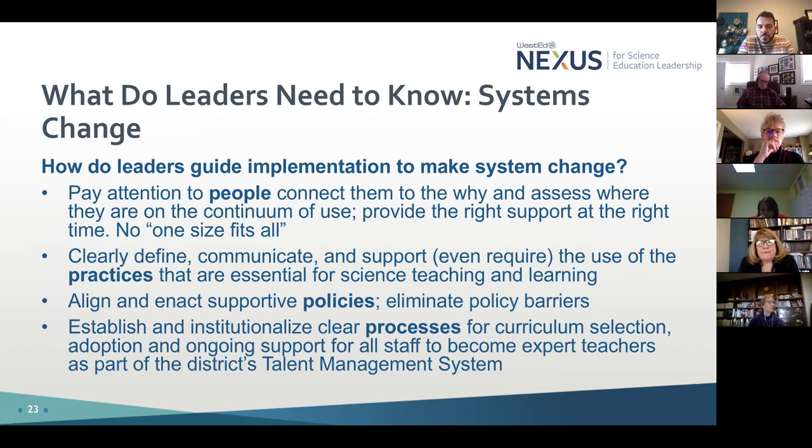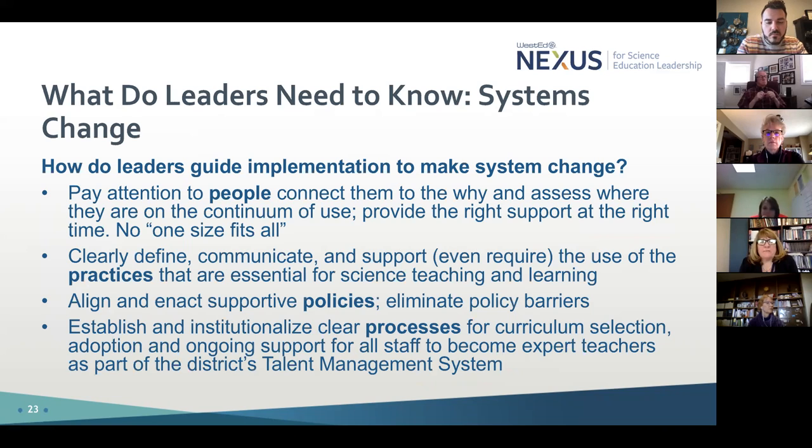our understanding, while systems change happens at a very macro level, one of our theories of action is that it's essential to really put people at the center of that. Systems don't change unless people change. And so paying attention to people and understanding where they are relative to the change is critically important. Connecting them to the why. Why are we doing this?